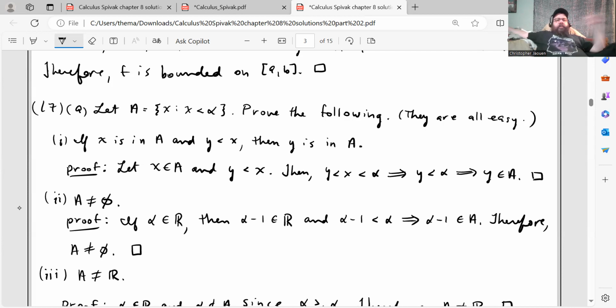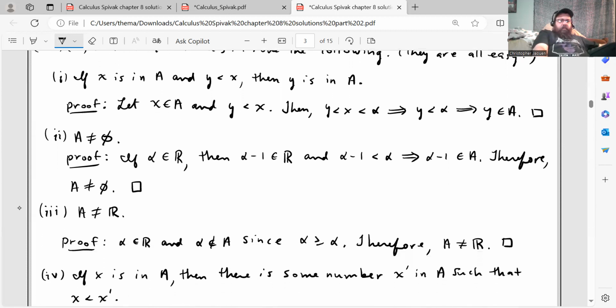So property 1 says if x is in A and y is less than x, then y is in A. So here's my proof. Let x be an element of A and y less than x, then y less than x less than alpha implies y is less than alpha, which means that y is an element of A. Okay, that's the proof.